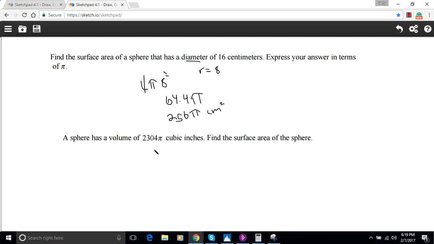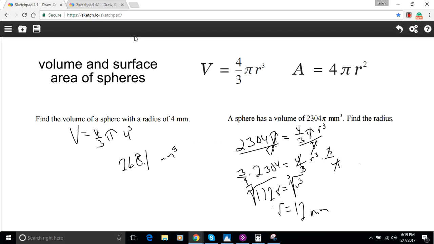All right, let's try one more. This one says a sphere has a volume of 2,304 pi cubic inches. That sounds familiar. Find the surface area. So in this one, we're moving between volume and surface area. The thing these two formulas have in common is the radius. So if you started with a volume and you want to get a surface area, you need to calculate the radius from that volume.